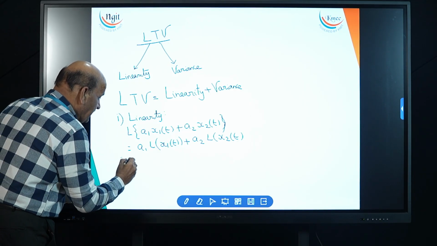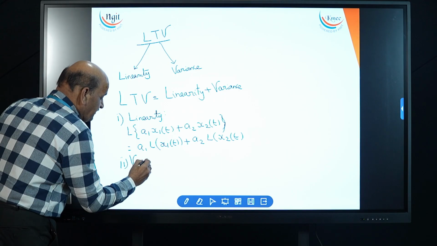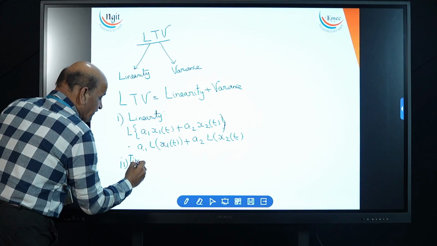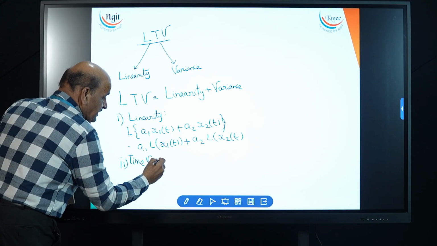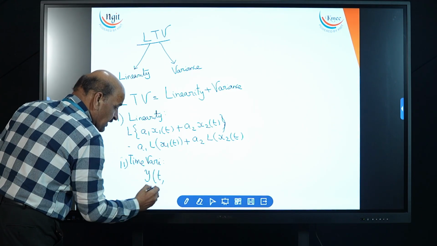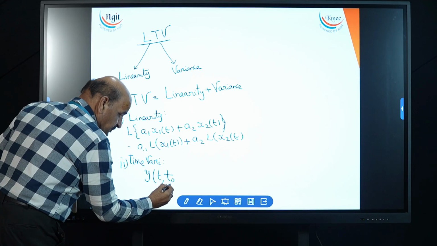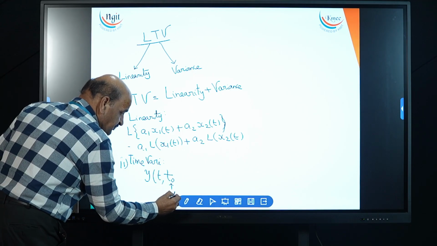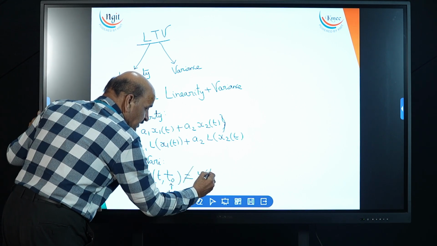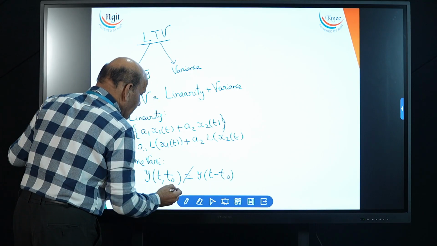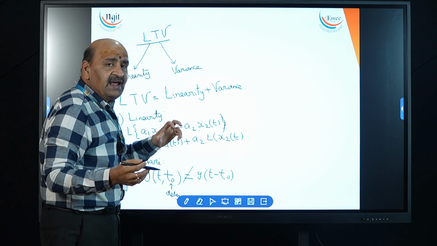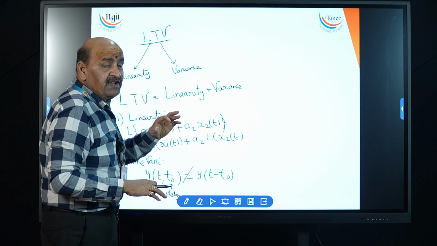What is the second one? The variance principle. Here variance means time variance. For any given signal y of t, if a delay is introduced, the output is not equal to y of t minus t naught. That is called variance. So the definition of variance is clearly the opposite of the definition of invariance.